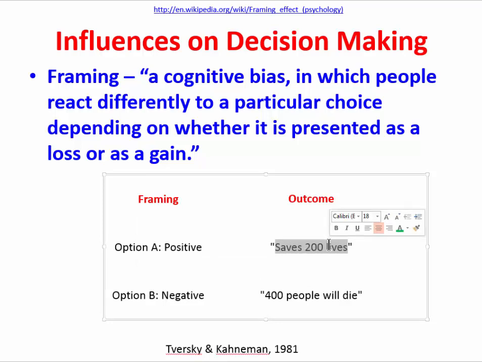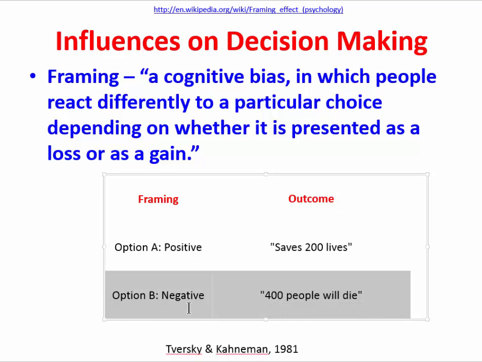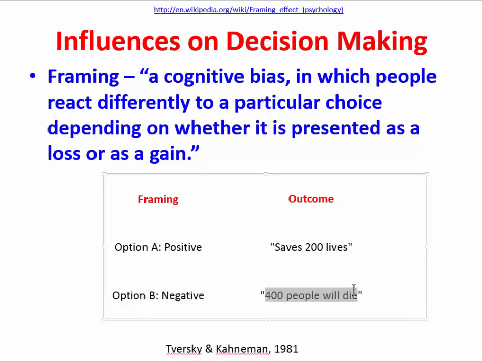In a different version of the same dilemma, still 600 people were at risk, but now the option presented to a different set of participants was framed negatively. Here we were specifying the loss. In particular, we specified that 400 people would die of the 600.